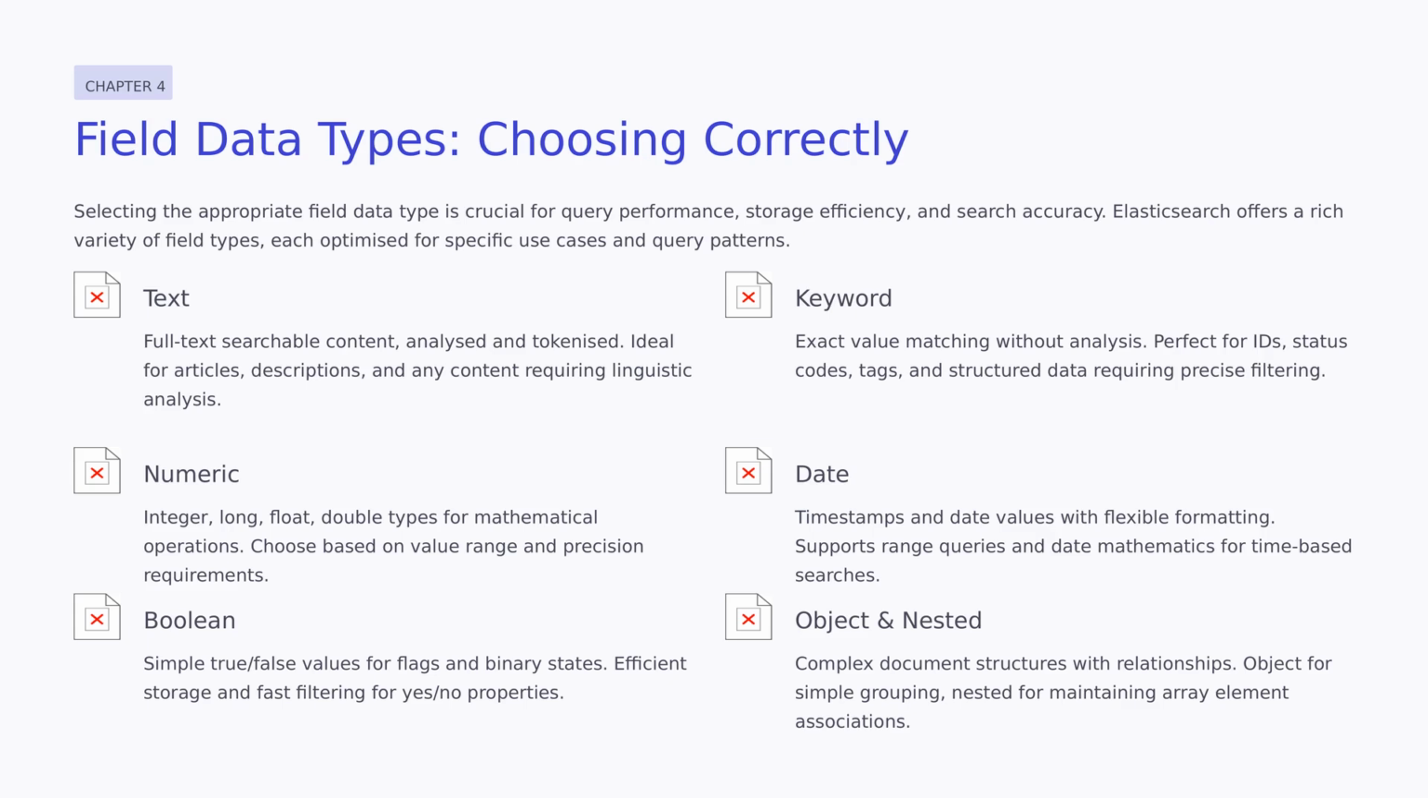Field data types are the backbone of efficient querying, storage, and search precision in Elasticsearch. From text for linguistic analysis to exact value matching with keywords, each type serves a unique purpose. Numeric fields cater to mathematical operations, dates handle time-based searches, and Boolean simplifies flagging. For intricate document structures, there's object grouping and nested arrays for maintaining associations. With Elasticsearch's diverse field types, precision and performance are within your grasp.